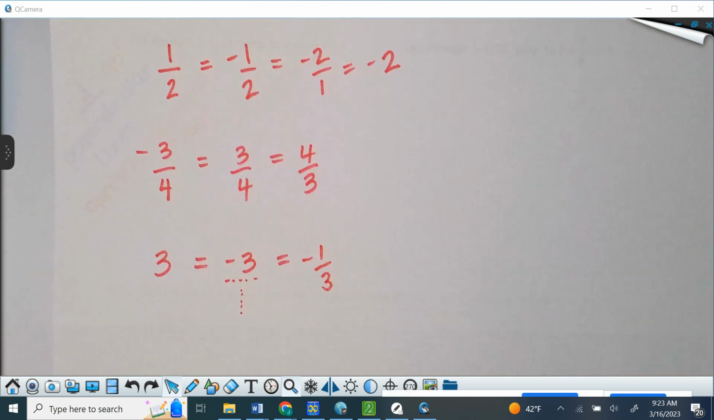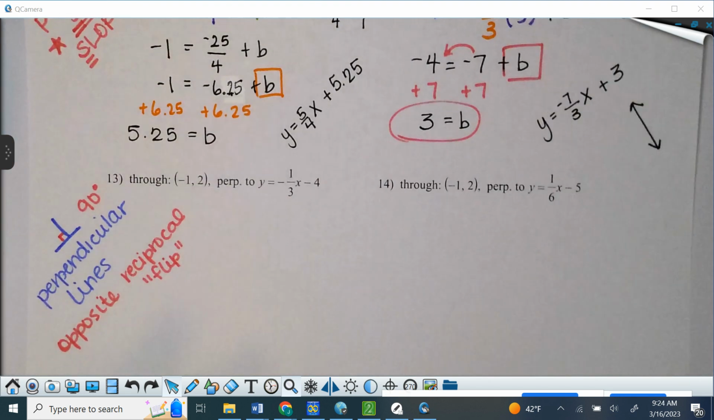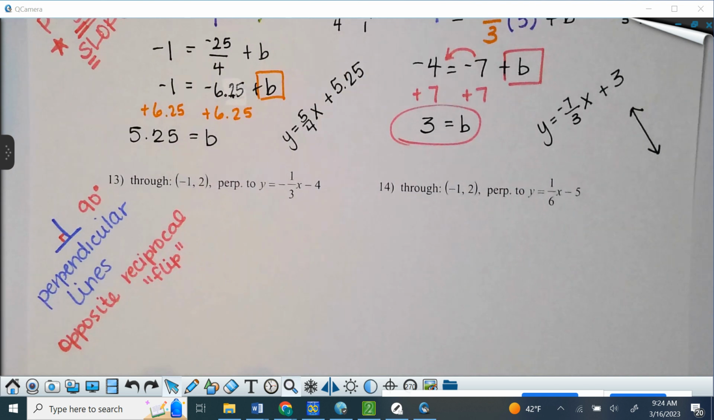All right, so getting on to perpendicular lines. So the first one, we want to look at the equation given. The only thing we need to pay attention to is the slope. What is the slope in this equation?